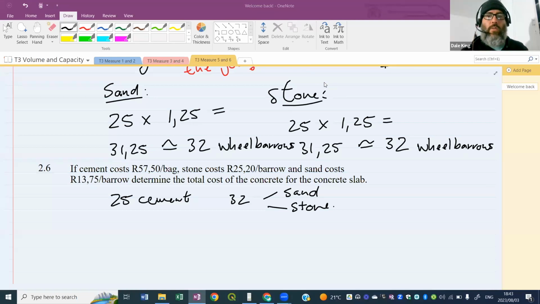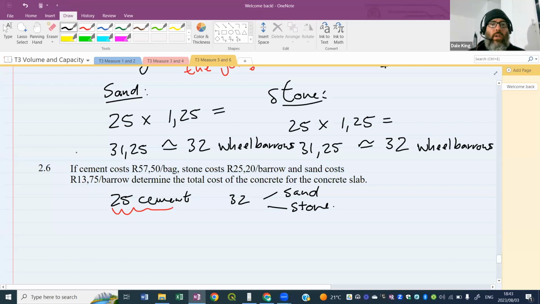Okay, Tando, you see when it says in the question, if cement costs 57.50 per bag, we have 25 bags. All right. So you need to do 57.50 times the number of bags that you have, plus 25.20 times the number of wheelbarrows of sand, plus 13.75 times the number of wheelbarrows of stone. So it's price times the number plus price times the number plus price times the number. Okay.